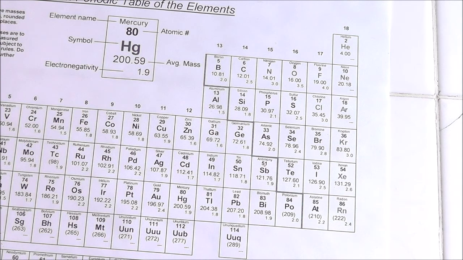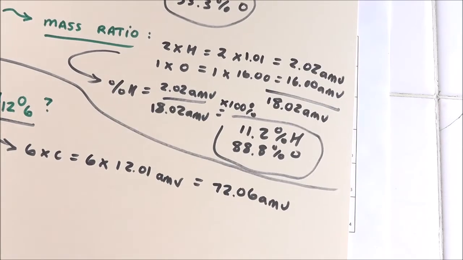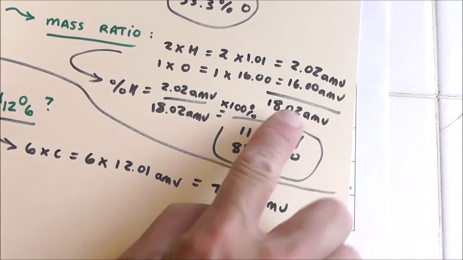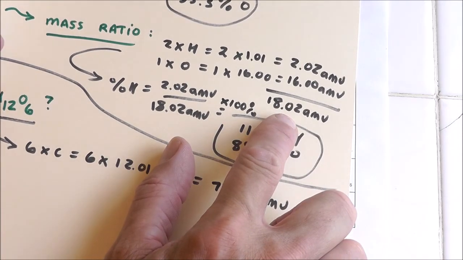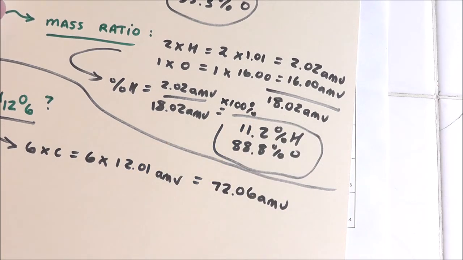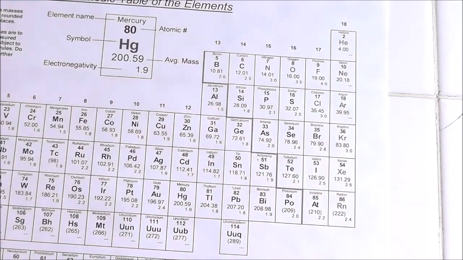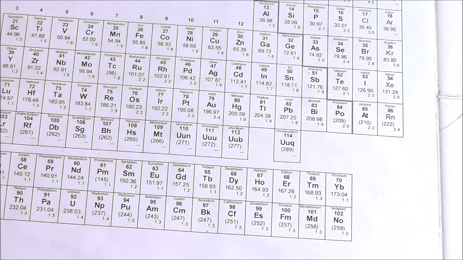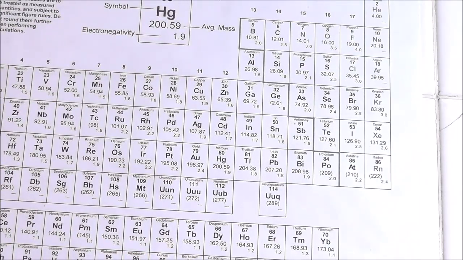18.02 for water. All right, remember back to water? 18.02 AMUs. That means that if you took Avogadro's number, 6.02 times 10 to the 23 number of molecules, you'd weigh 18.02 grams. Any element on this chart, 6.02 times 10 to the 23 atoms, is the number that is its atomic mass in grams. So you see, the mole is what is sort of the bridge from grams to particles.